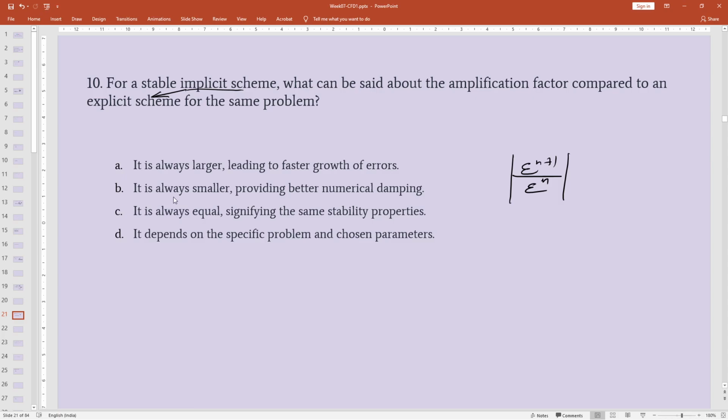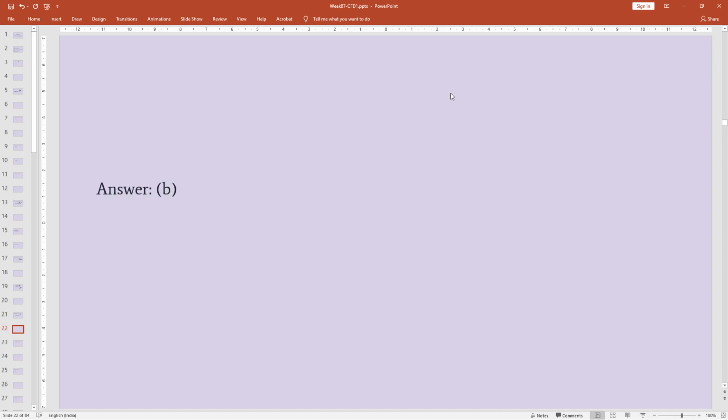When comparing an implicit scheme with an explicit scheme, the amplification factor is less than 1 and it is always smaller. The major rule is that it should be less than or equal to 1. So it is always smaller, and implicit schemes provide better numerical damping. Numerical damping can only be achieved if the amplification factor is less than 1. If the amplification factor is equal to 1, the error is constant and will remain as such. Our answer is option B.